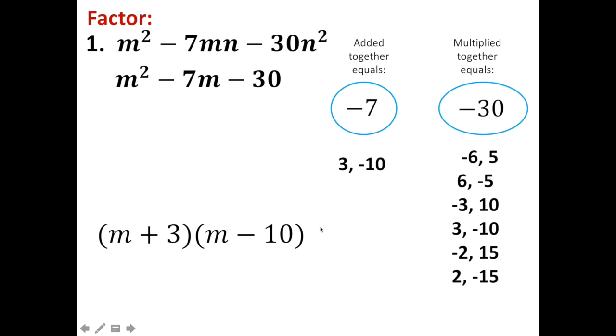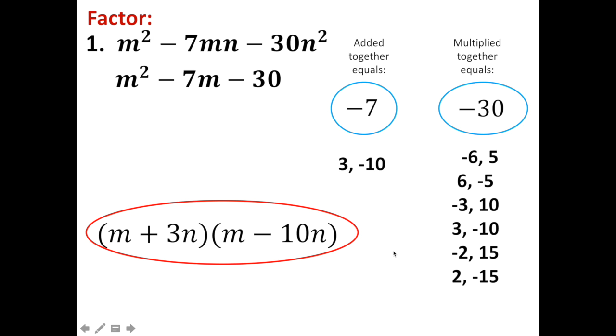So now essentially I can fill this in. I've got positive 3 and negative 10. If I were to multiply these back together, it would give me this one. The problem is that I need these n's. So all we're going to do now is just add an n at the end here. I add an n at the end, and that works. And again, you can always FOIL these back to make sure that it equals your original quadratic, which in this case it does.